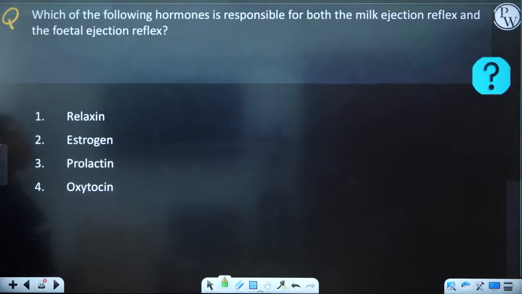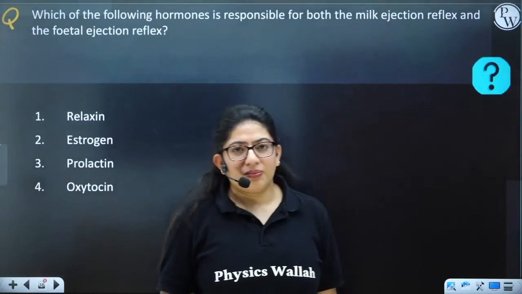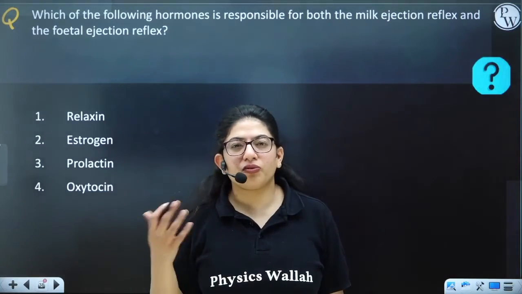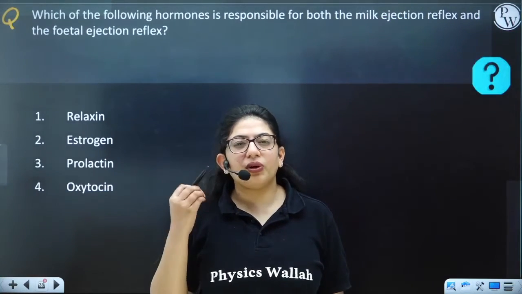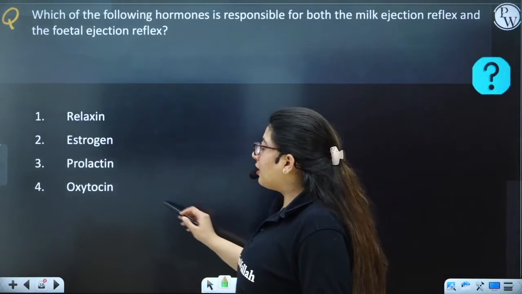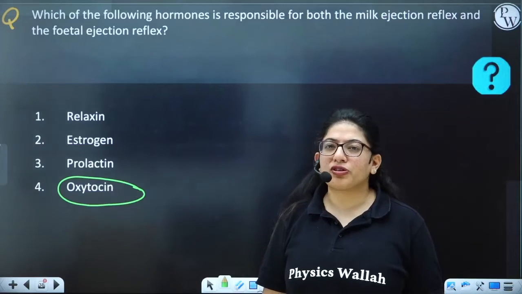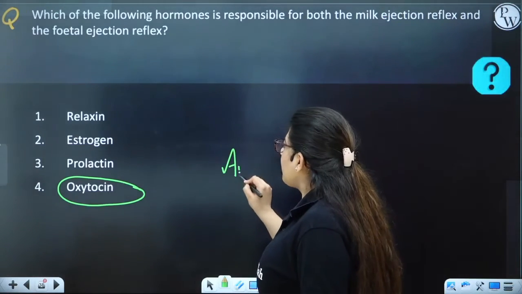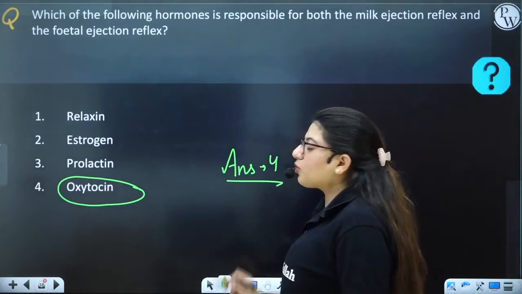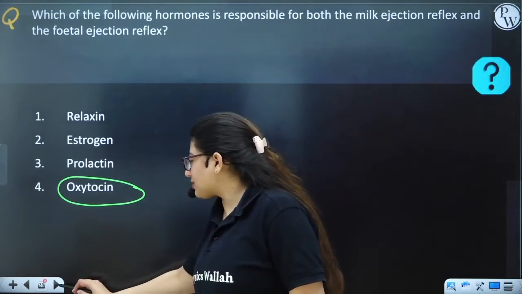Which of the following hormones is responsible for both the milk ejection reflex and the fetal ejection reflex? Relaxin, estrogen, prolactin, oxytocin. What was parturition all about? Which hormone was there? I only talked about one hormone during parturition. That's oxytocin. The fetus and mother both were giving stimulus to the posterior pituitary so that more oxytocin is released, because this is a hormone that works on muscles and leads to their contraction. So the answer is 4. Next.